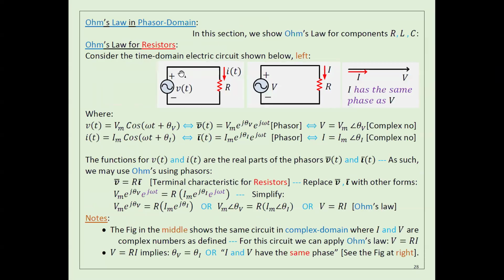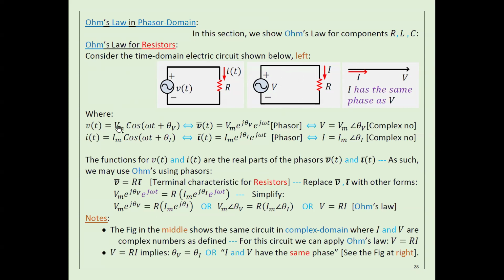So let's start with the first one here. We agree here. This is the circuit in the time domain. If you have a very small circuit like this one, usually we use lower cases for time domain, v of t. Usually we are going to use upper cases, like upper case V here, for complex domain. So here I converted this small circuit from the time domain to the complex domain. And instead of using i of t, I use upper case I. So usually we use upper cases for complex domain.